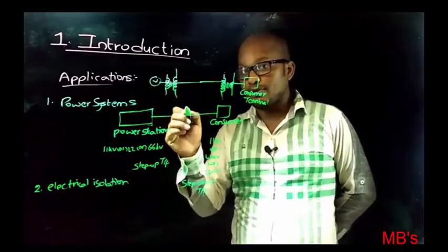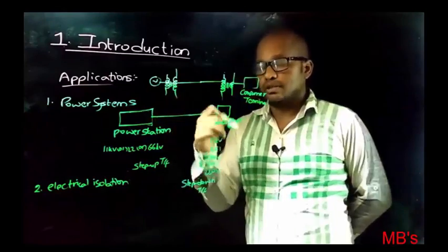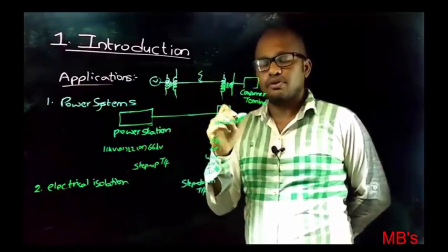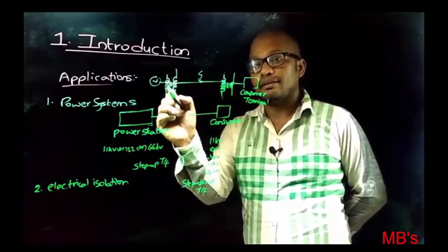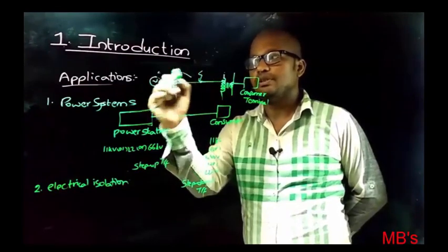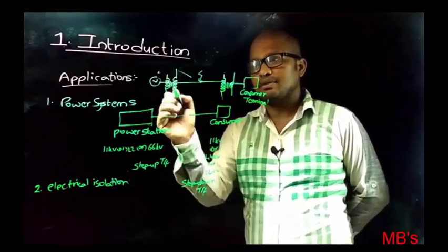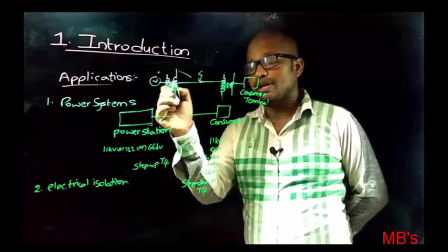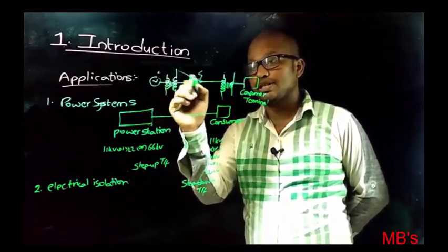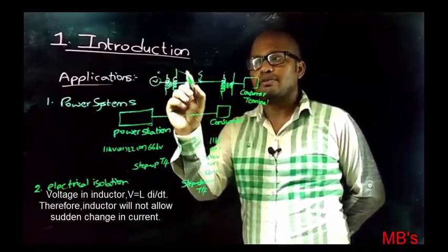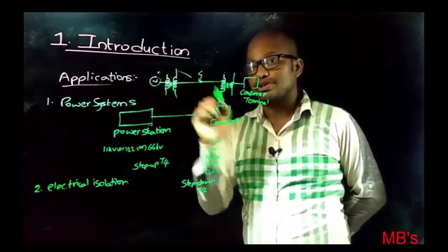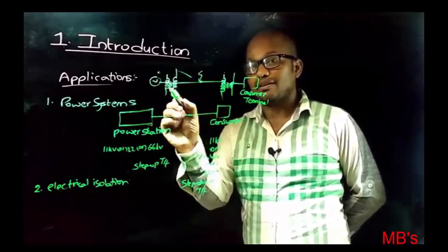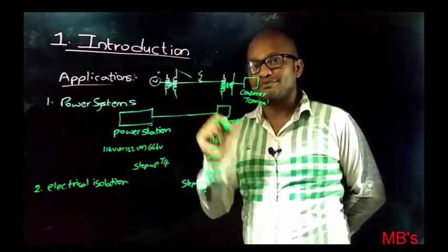And what is the importance of electrical isolation? Let us suppose there is a huge fault here, and this fault, because of the electrical isolation, will not travel to the generating stations, because here the coil will behave like an inductor which will not allow sudden change, therefore fault will not travel to the generating station. So here generating station equipment are protected because of electrical isolation, that is due to transformer.